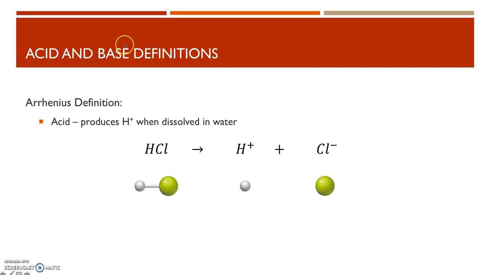So Arrhenius said that an acid will produce H+ when dissolved in water. So a hydrogen ion will be produced from the molecule when you put it into water. So here's hydrogen chloride, or hydrochloric acid. When you dissolve that into water, it will produce a hydrogen ion and a chloride ion.